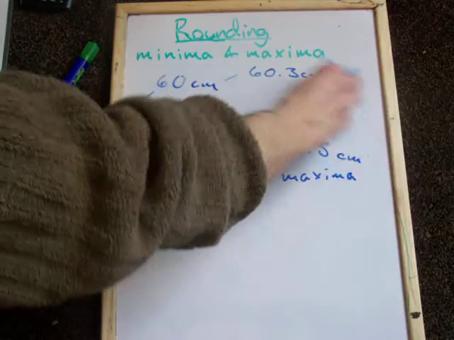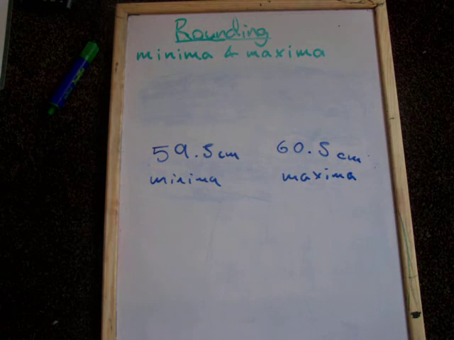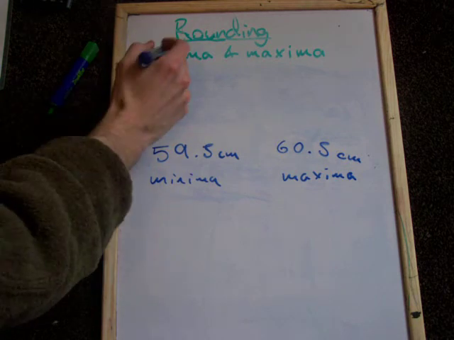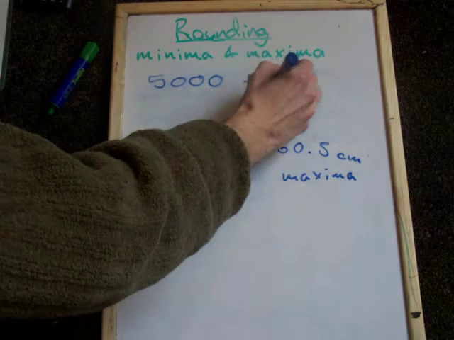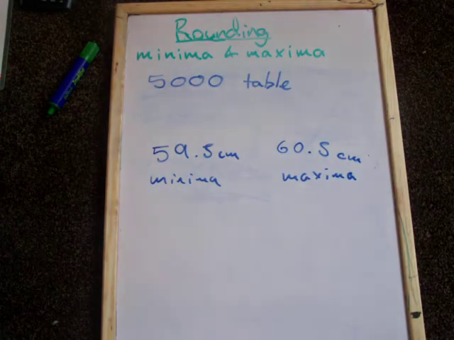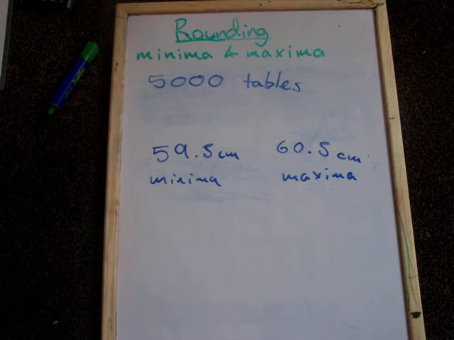So somebody's asked or posed the question: you're a company that has to make 5,000 tables. Okay, so this company has to make 5,000 tables, and these are for, say, a number of schools in County Durham that need a new set of tables. Okay, the person working for the company has gone out and measured the table that they're going to copy, and he's measured it to 60 centimetres to the nearest centimetre.